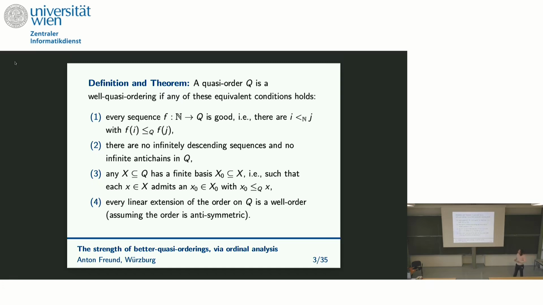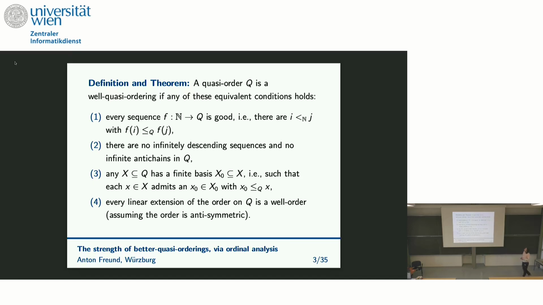Then the second condition is that there is indeed no infinitely descending sequence, so you have well-foundedness, and on top of that you demand that also there are no infinite antichains, so no infinite sets of incomparable elements. Then thirdly, you could think of, in the linear case, the definition of well-foundedness saying that every non-empty subset of your linear order has a minimal element.